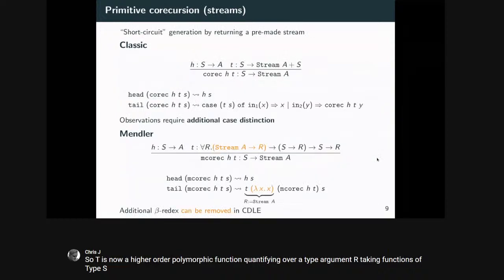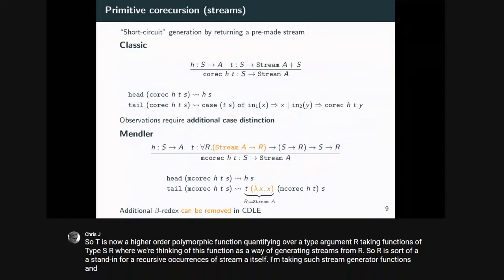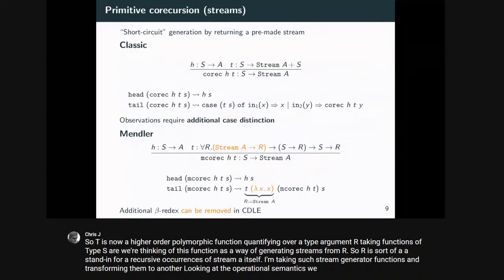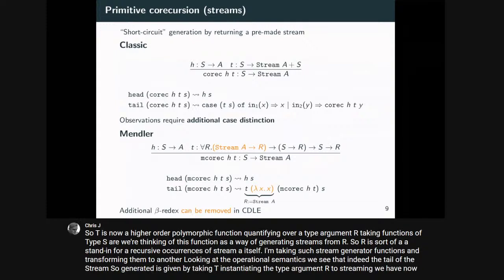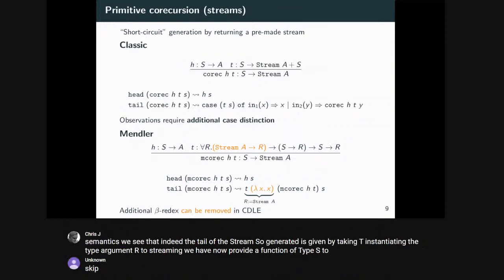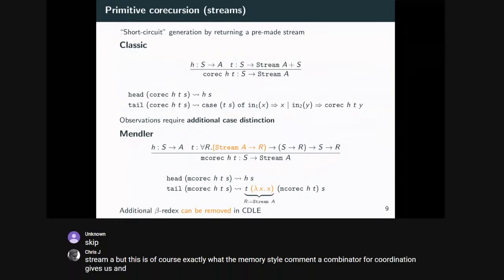To look at how the Mendler style formulation helps to avoid the buildup of intermediate structures, let's take a look at the slightly more complex scheme, the primitive co-recursion scheme. The idea behind the scheme is that you want to short-circuit the generation of codata by returning some pre-made values. So in the case of streams, we might be generating, say, the first 100 elements of the stream, and then decide that the rest of the stream can be given by a stream that was already created.